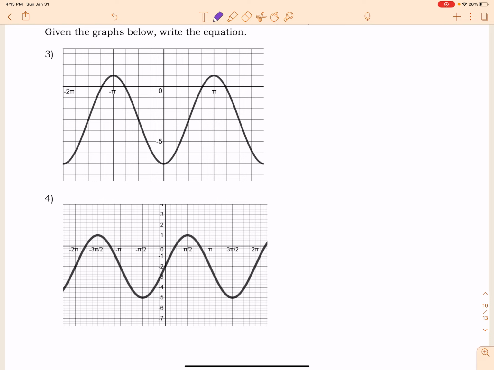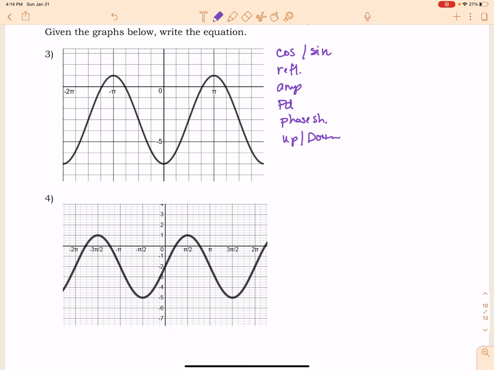So please keep in mind for the graph, you have to consider if you're using cosine or sine. You have to consider if there's a reflection or not. You have to consider amplitude, the period, and any kind of right or left shift, which is a phase shift, or an up-down shift. So is there a phase shift? Is there an up or down shift? Okay, so you have to consider all of that stuff.